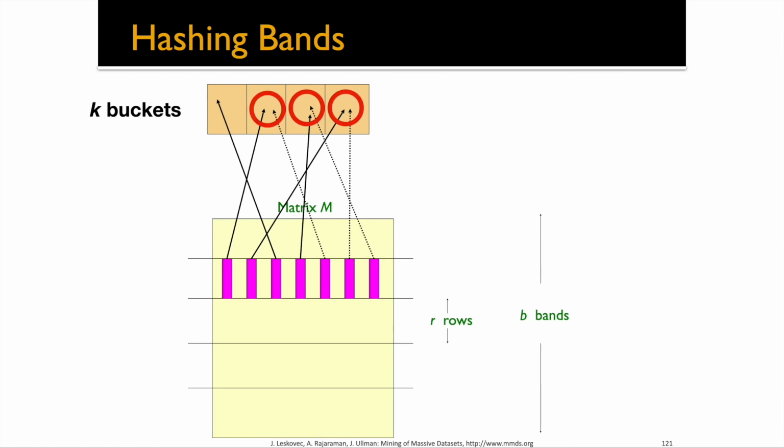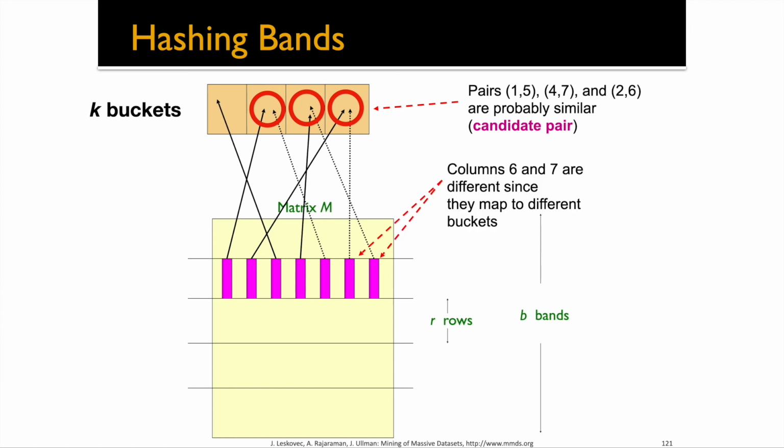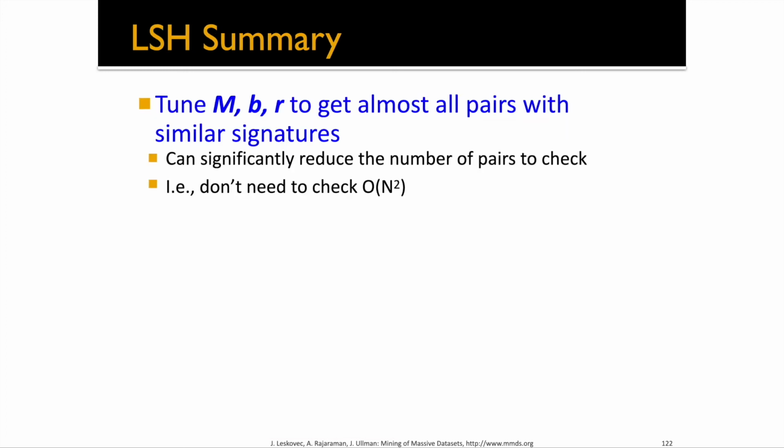Now we can specify that these collisions tell us that these pairs of documents are probably similar. We're not guaranteed that they are, but there's at least a higher likelihood that they are similar. We call this our candidate pair. And these 2 documents, 6 and 7, map to different buckets, so we don't know anything about their similarity other than that for this particular band, these 2 things are not similar.